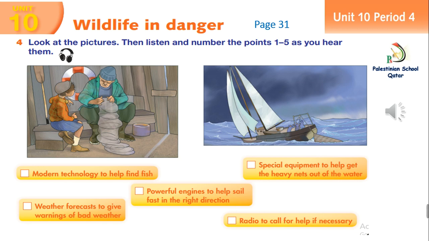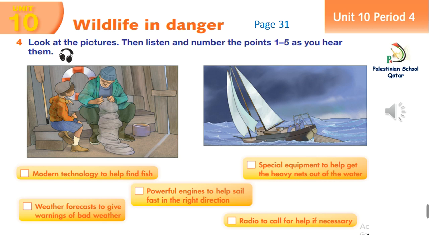And talking about trouble, they didn't have any real way of knowing about bad weather in the coming days in my grandfather's time. But we had weather forecasts to give warnings of bad weather. One very important thing is this. In the old days, they didn't have any help in finding the right place to put their nets in the water. But we already did when I was young. We had modern technology to help find fish.